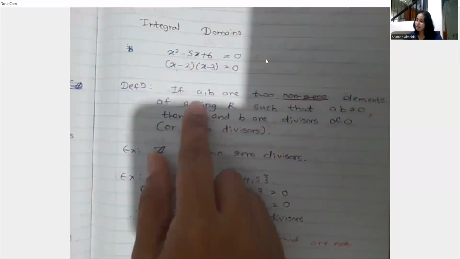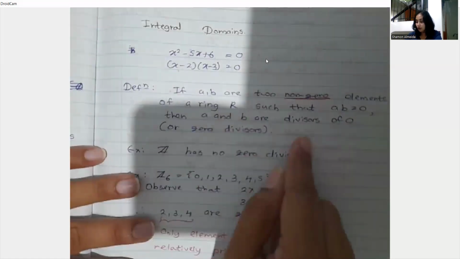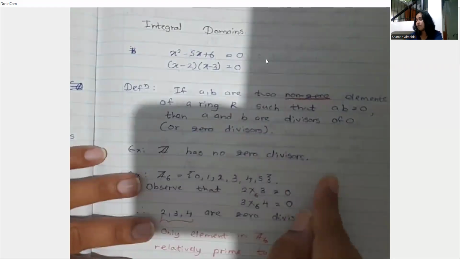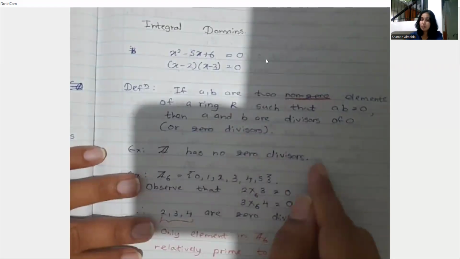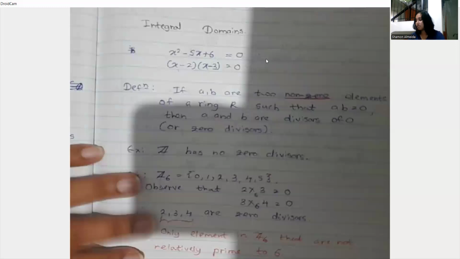We did several examples. Now we are actually on integral domains. If two elements a and b are non-zero in a ring R, such that a times b is equal to 0, then we say that these two are divisors of 0, or 0 divisors. Now the ring Z has no 0 divisors, because if the product of two integers is 0, one must be 0. We can't have the product of two non-zero integers be 0.